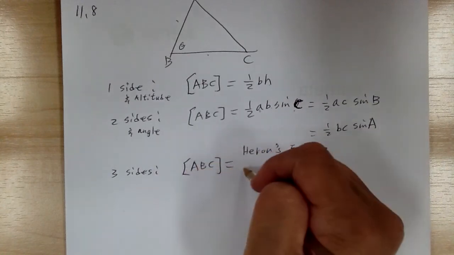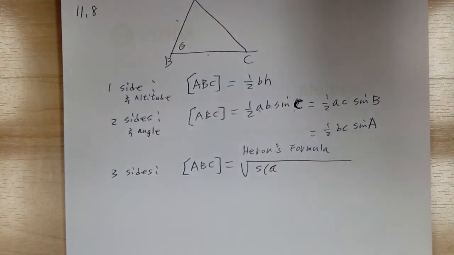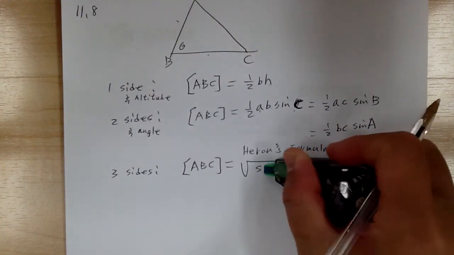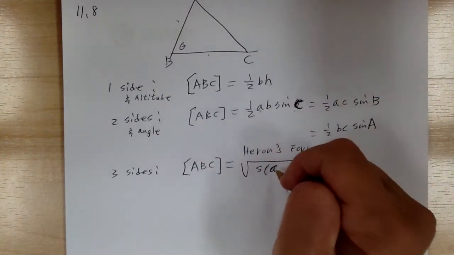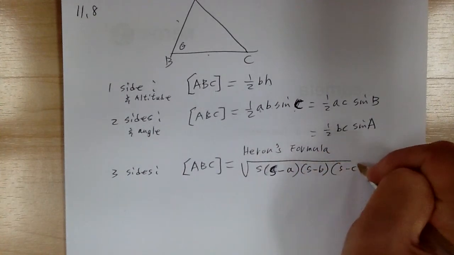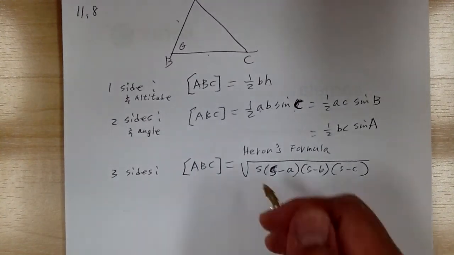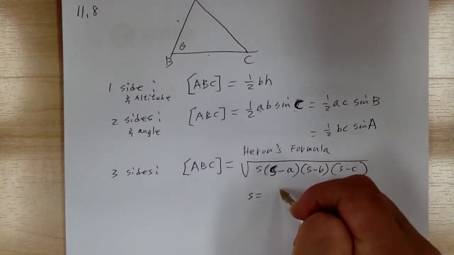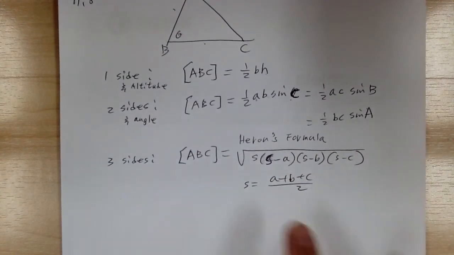So the area of ABC would be equal to the square root of S, S minus A, S minus B, and S minus C. And S is the semi-perimeter, so S will equal A plus B plus C over 2. But this actually is a simplified version of another formula.